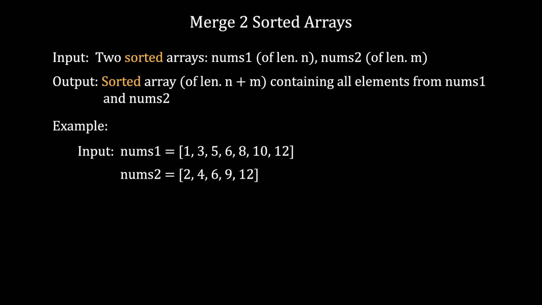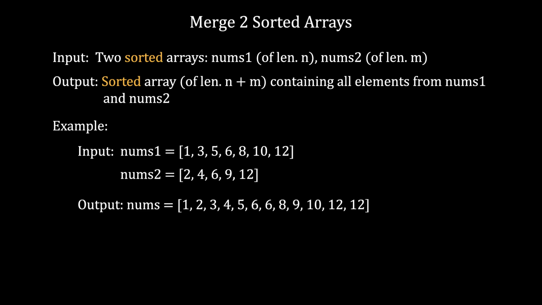For example, if we are given these two arrays, nums1 and nums2, which you can see are both sorted, we are going to return this array nums. It contains all the elements from nums1 and nums2 and is also sorted. Alright, now that we know what the problem asks for, let's see the most naive approach.